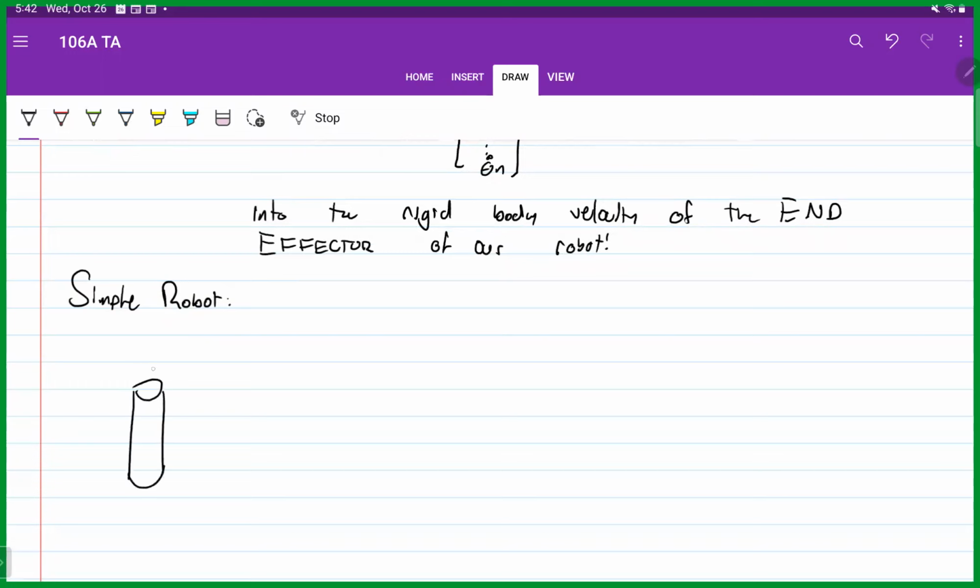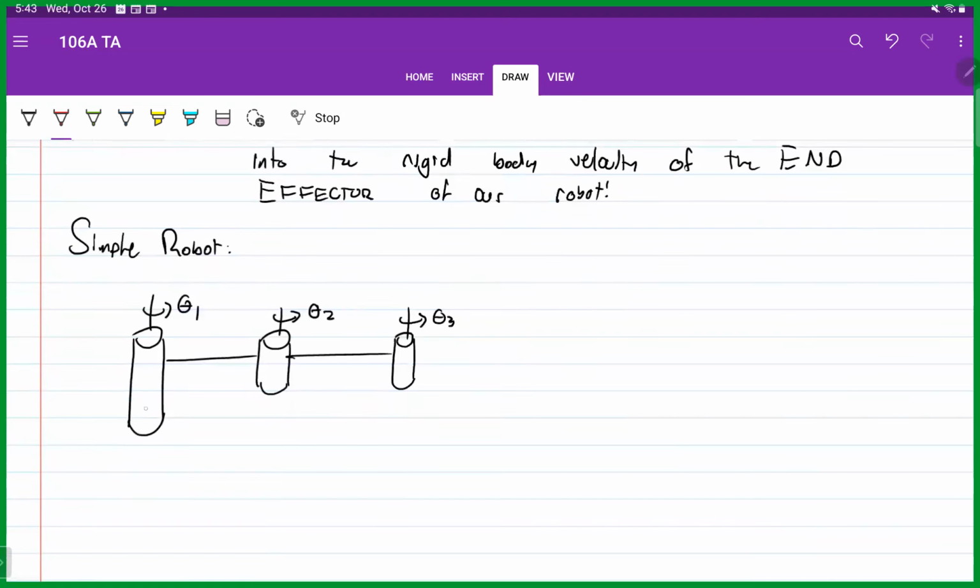So we have our first joint, with an angle of revolution theta 1. Then we have our second robot joint. We have a second angle, theta 2, that we can spin around. And then we have some third robot joint all the way out here with a theta 3, okay?